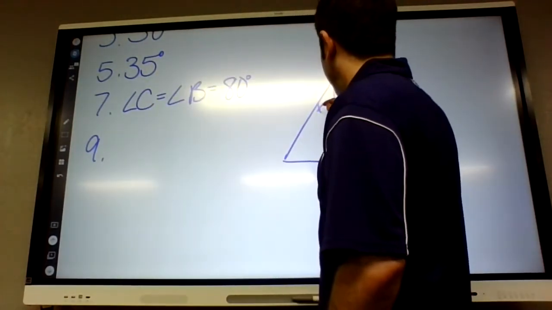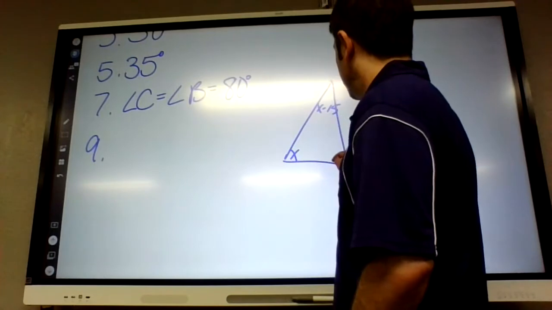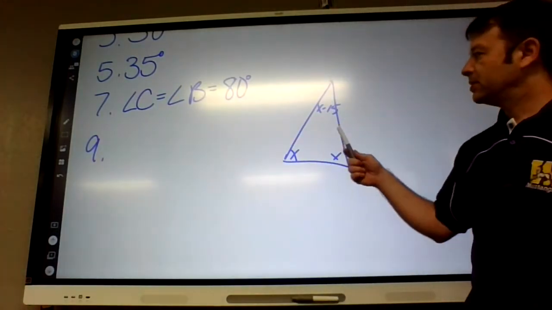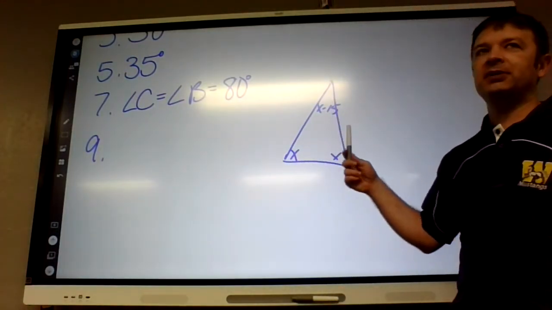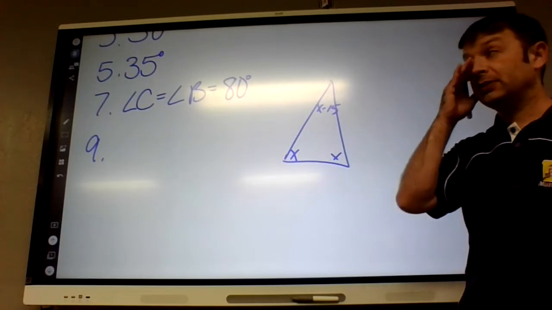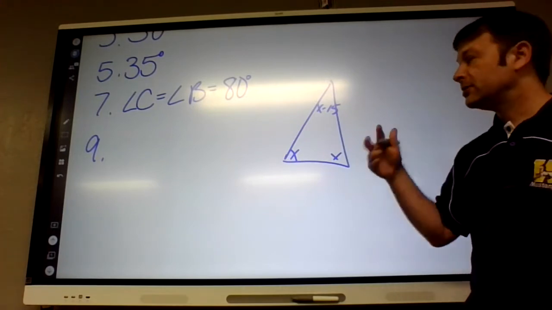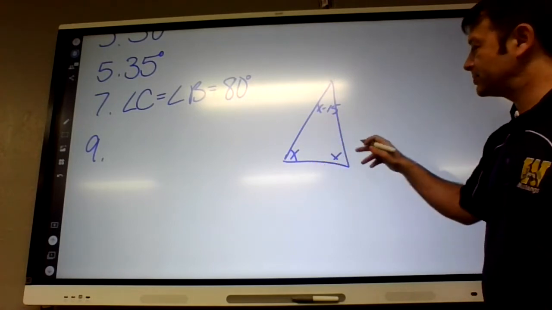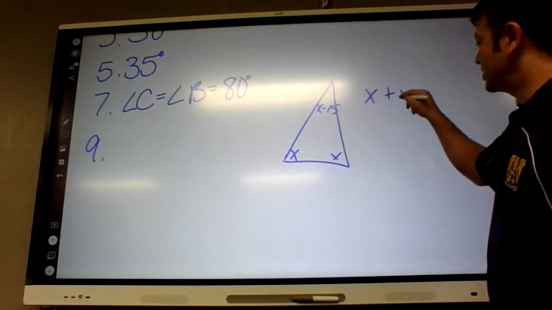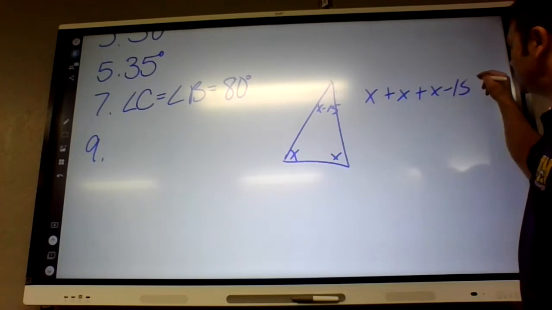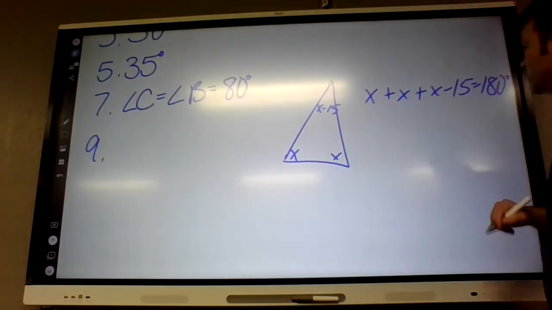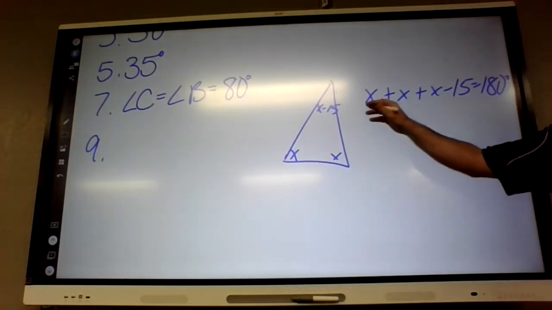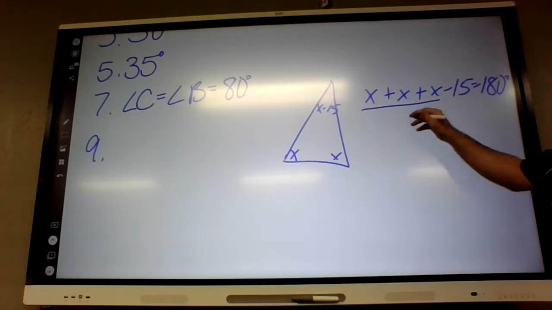So if I have... How can I figure this out? If I have X, X, X minus 15, so X plus X plus X minus 15 equals 180. These three have to add up to 180 because they make a triangle. What's X plus X plus X? 3X.